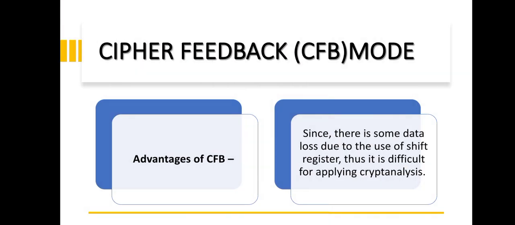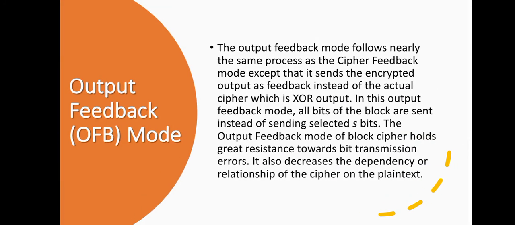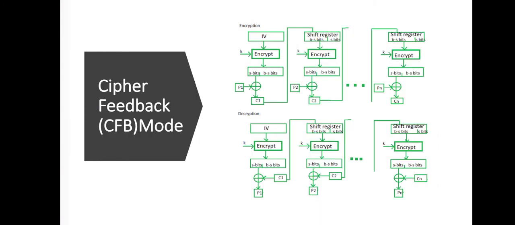Next, the advantage of cipher feedback mode, CFB mode. Since there is some data loss due to use of the shift register, it is difficult to apply cryptanalysis. As we have seen, we are using the shift register here. We are using the initialization vector as well as the shift register. So because of the shift register there is some loss, so it is very difficult for the cryptanalysis to easily code break. So we are using the initialization vector, we are using the shift register, then we are dividing bits in two parts, S bits and B minus S bits, performing XOR, and so randomness is there.